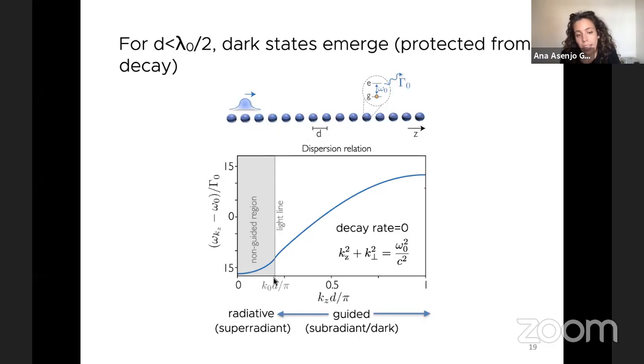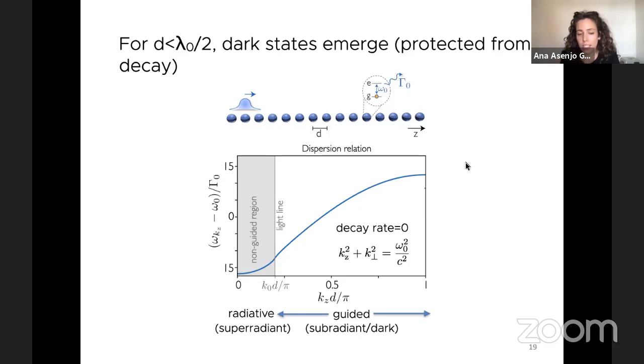And so I have a region in my Brillouin zone that is called the light cone, where modes that are radiative can live. These modes will decay because they have a wave vector and an energy that is compatible with photon emission in free space.